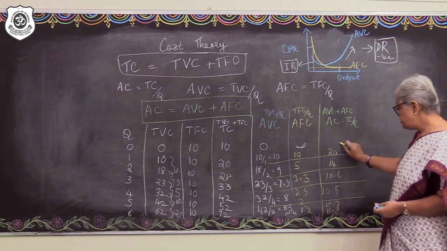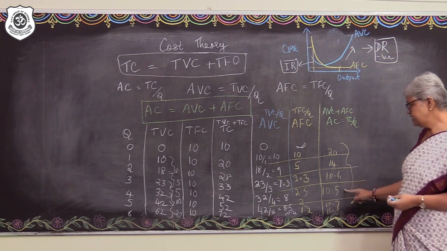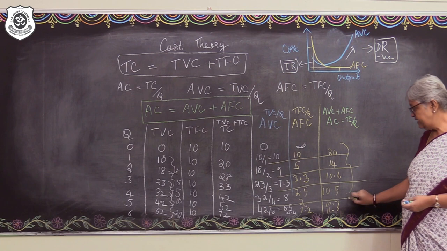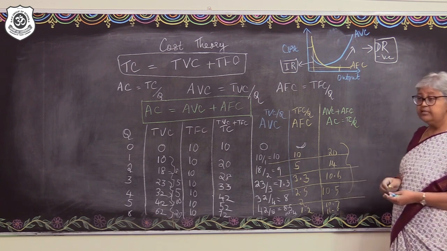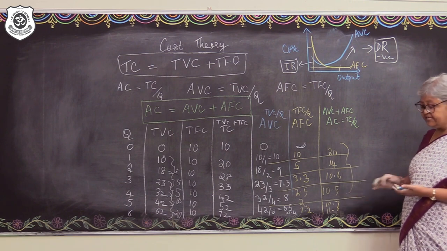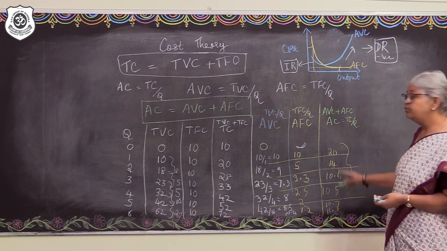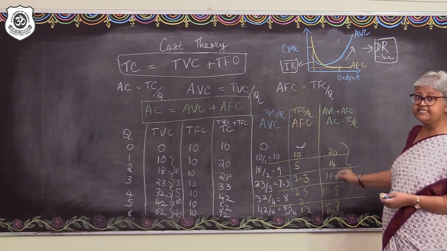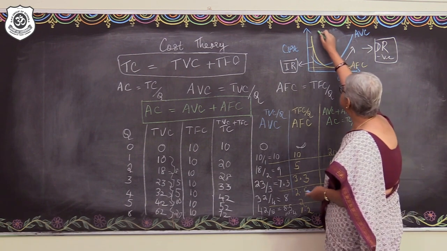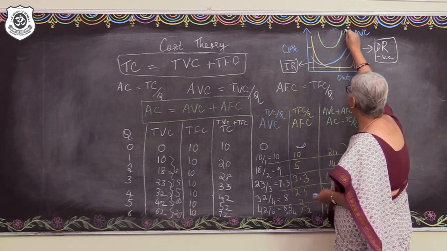The average cost, initially it is falling, right? And then it is increasing. Fine? The average cost falls and then it increases. So, if you are going to try and plot this information in the diagram, the average cost curve will take up the shape of a U-shaped curve.